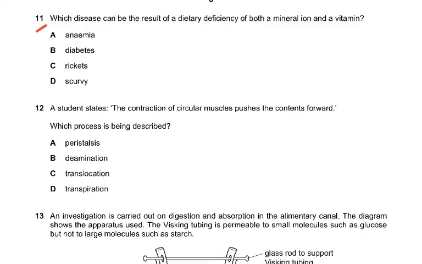Question 11, which disease can be the result of dietary deficiency of both a mineral ion and a vitamin? So the mineral ion is calcium, that's the syllabus, and the vitamin is vitamin D, and the answer is rickets. The deficiency of calcium and vitamin D results in rickets.